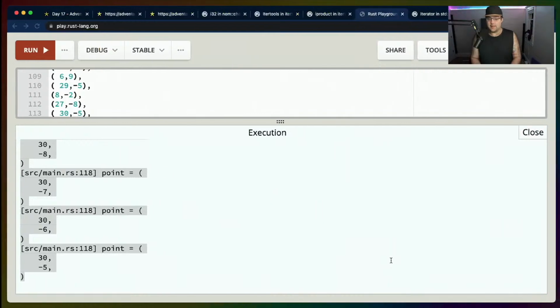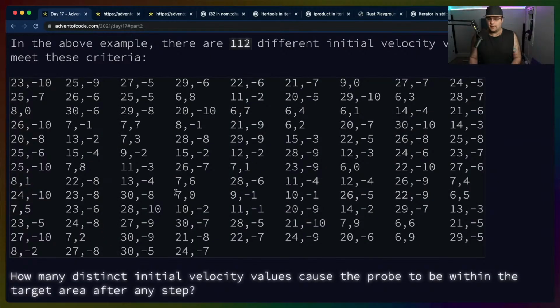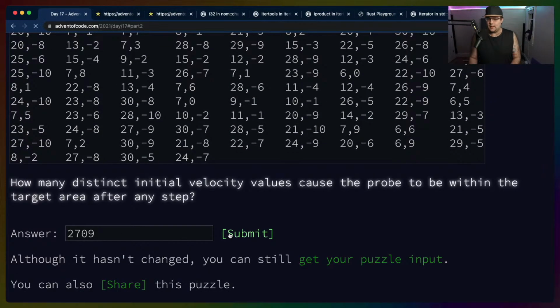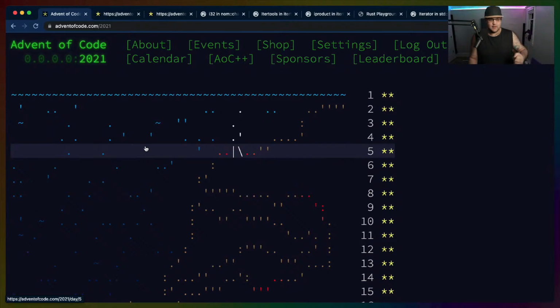2709. Hopefully that's the right answer. After all that debugging, I would hate for that to be, yeah, gold star, we're good. Those types of bugs are the worst. I can waste hours debugging errors like that.